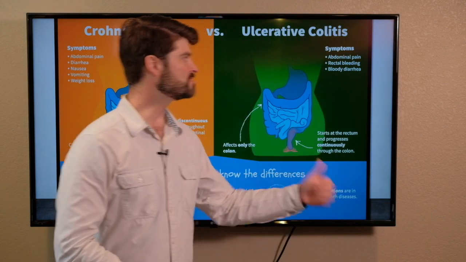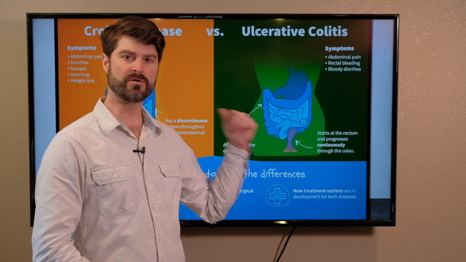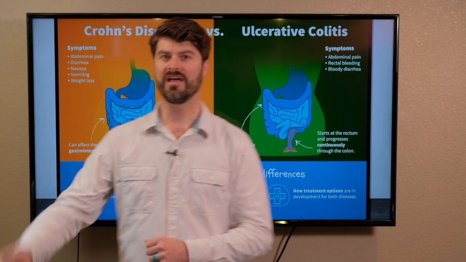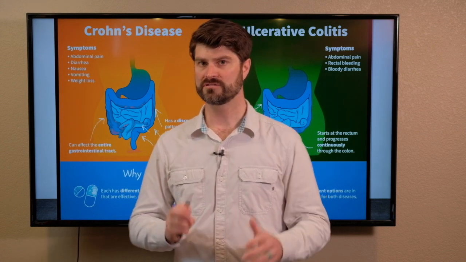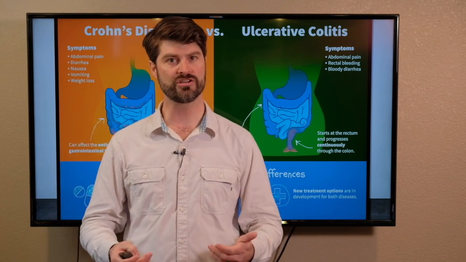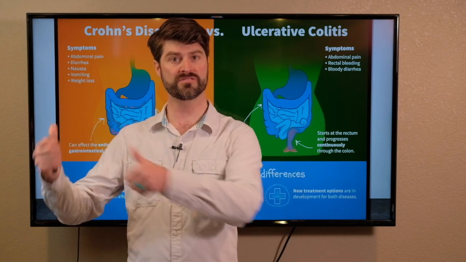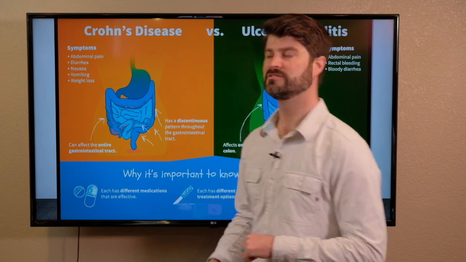Ulcerative colitis, they're going to have abdominal pain, diarrhea. The difference is there is always bleeding associated with ulcerative colitis, and there is not bleeding associated with Crohn's disease. So that's one of those big differentiators that we can use, based on a patient presentation or the stool that they're eliminating, to tell the difference whether this is a Crohn's disease problem or an ulcerative colitis problem.